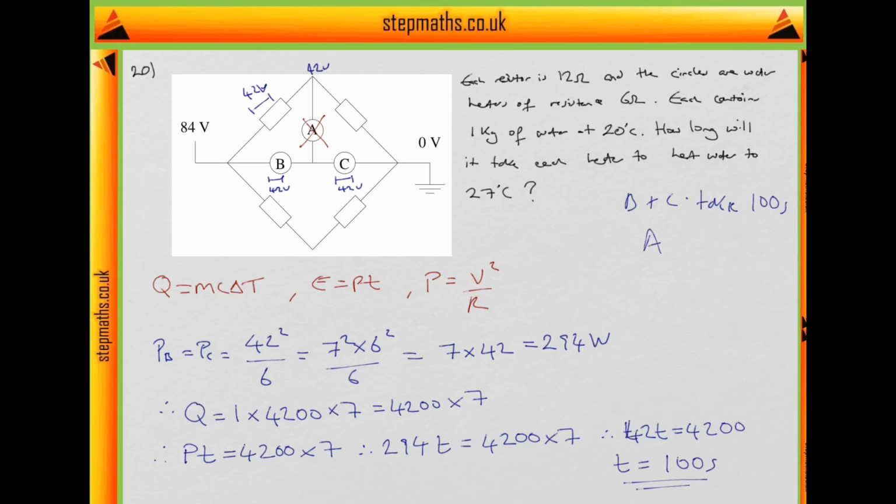And then A, well, what about A? A has no current flowing through it at all. And so it will actually never be able to heat the water up. So A will never heat the water. And that is our answer.